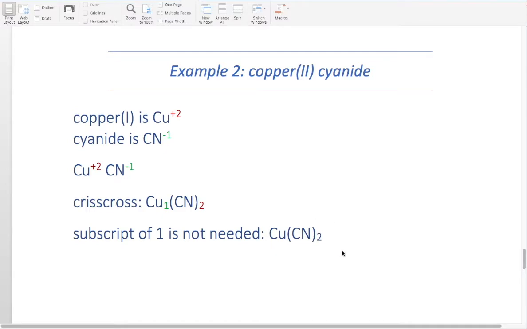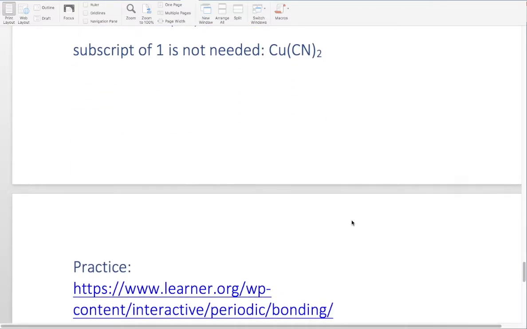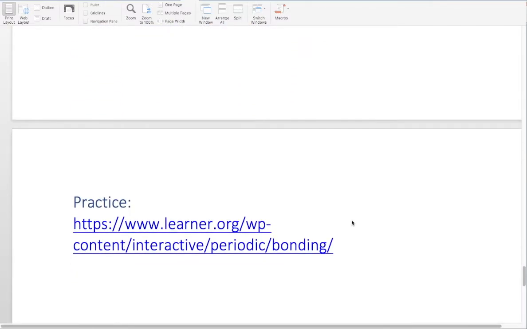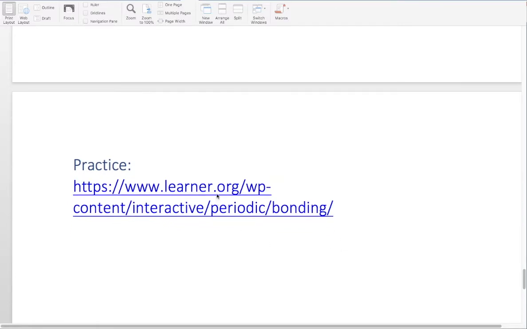So not the formula that you would use if you looked at the 2 there and you thought that meant there were 2 coppers, that would give you Cu2CN. So that is what you need to remember to not do. You have to go through this whole process with the charge and the crisscross and end up with the final formula here.